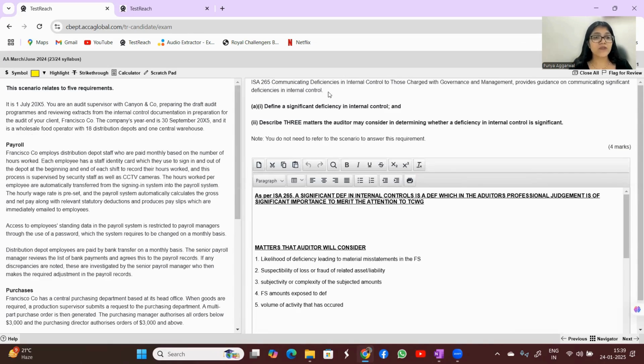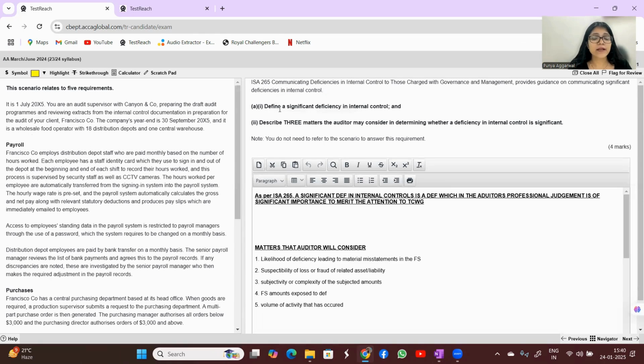ISA 265: communicating deficiencies in internal controls to TCWG and management. Okay, some of the students also ask me, ma'am, is ISA important? Guys, no, it's not important. Especially for audit students, AA students, it's not at all important. IFRSs and the IASs are important, but not ISAs. I myself did not learn it, so it's absolutely fine. Do not need them. Provides guidance on communicating significant deficiencies in internal controls.